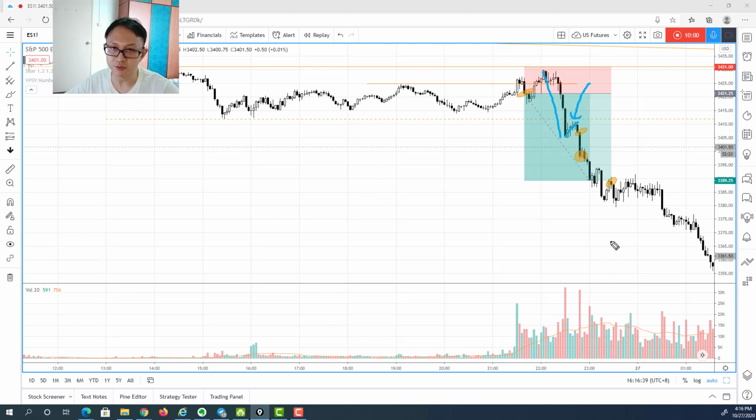That actually confirmed the bias where there is a lot of the supply presence. So I just enter short at the reversal and also after the confirmation bar. And subsequently, I just managed my trade using a trail stop, and then it just kind of stopped me out right at this bullish bar.